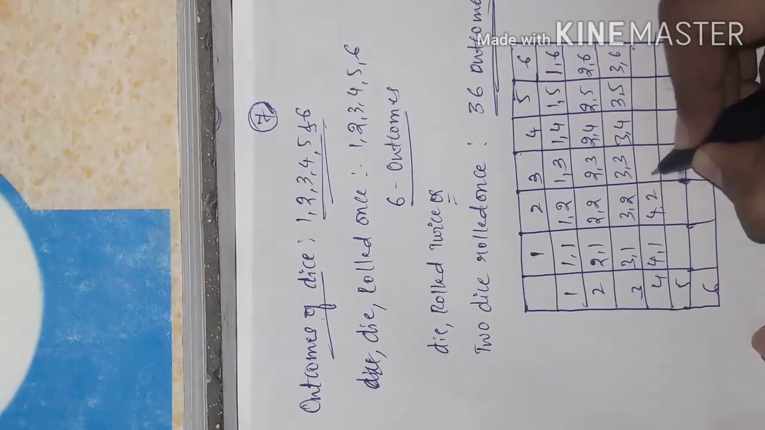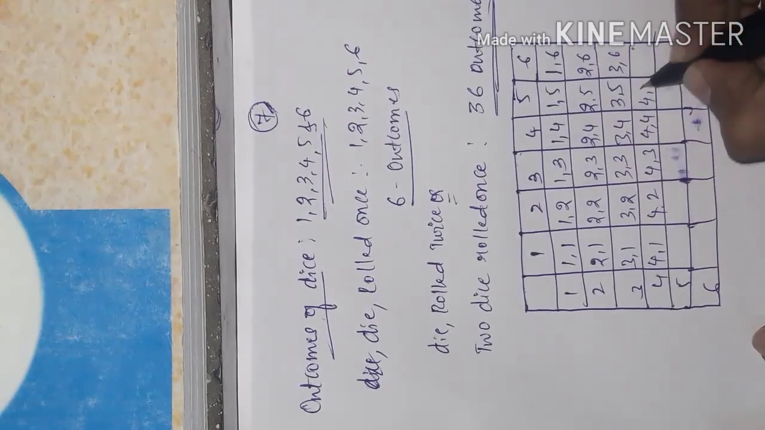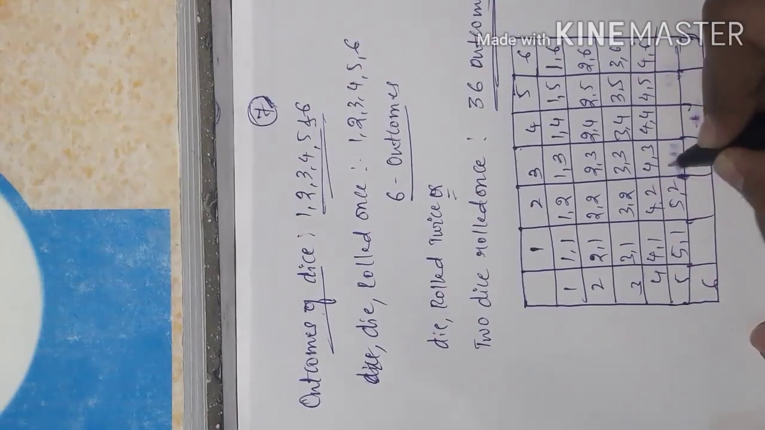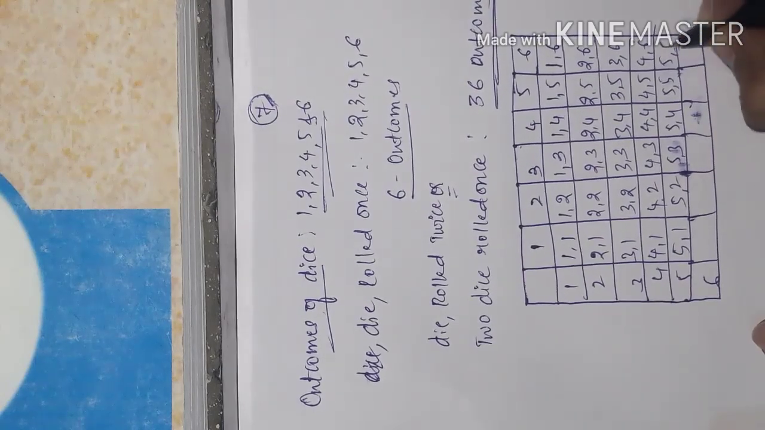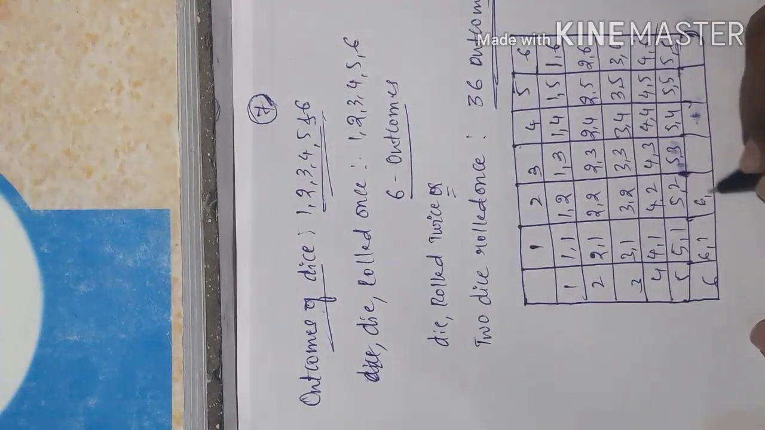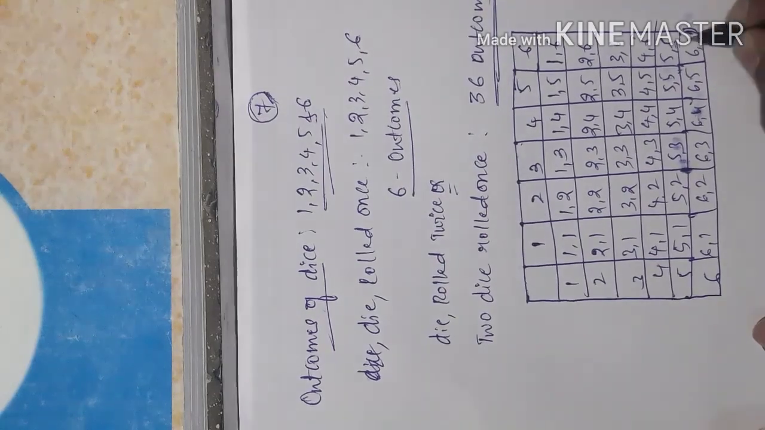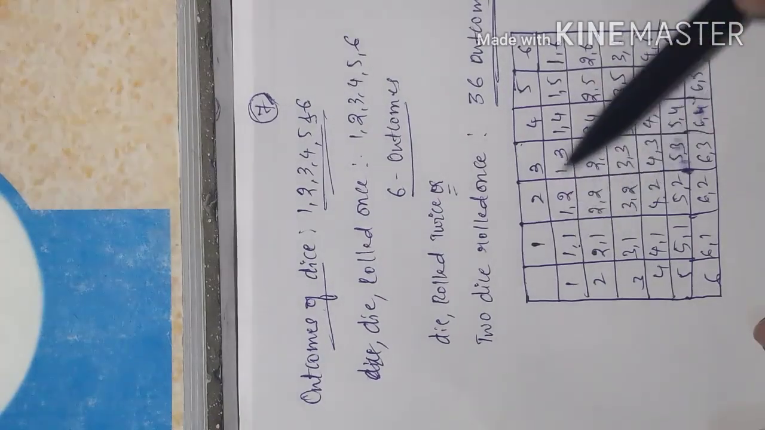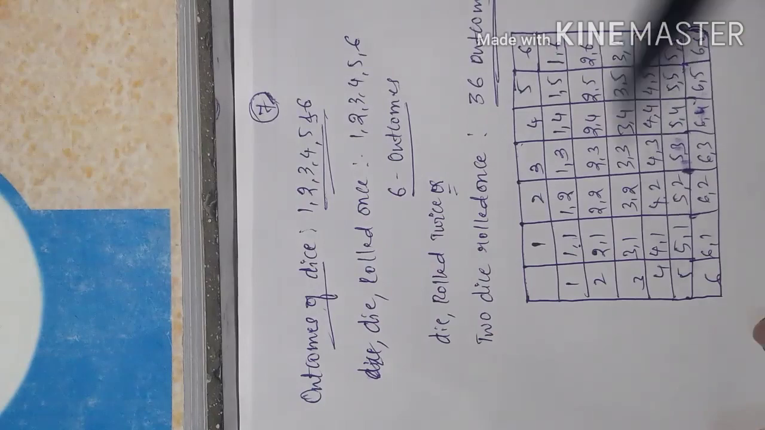These concepts are learnt in 9th class, but they continue in our 10th class. So 5, 6, 6, 1, 6, 2, 6, 3, 6, 4, 6, 5 and 6, 6. Let us check how many outcomes here. 1, 2, 3, 4, 5, 6 along the length and 6 along the width. So 6 into 6 is 36 outcomes we have.